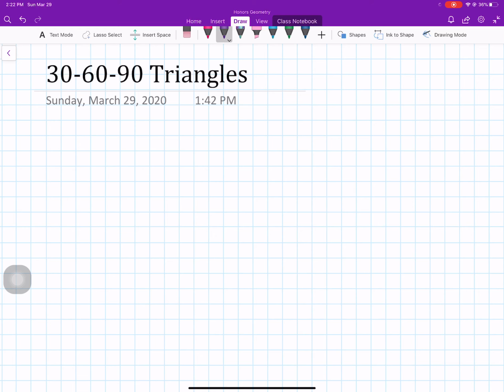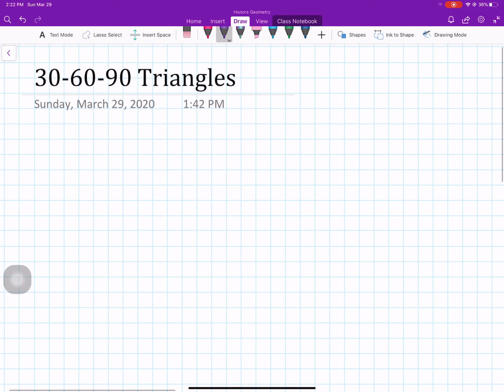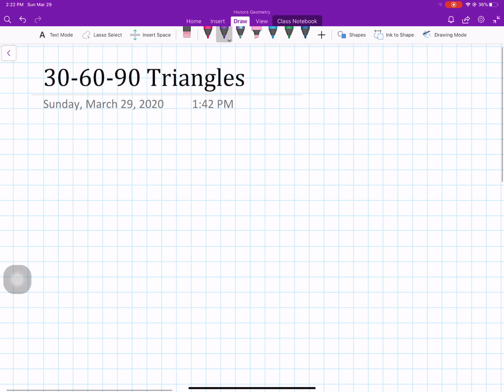This time we're going to talk about 30, 60, 90 triangles. Now, similar to a 45, 45, 90 triangle, a 30, 60, 90 triangle has special proportions involved with it.